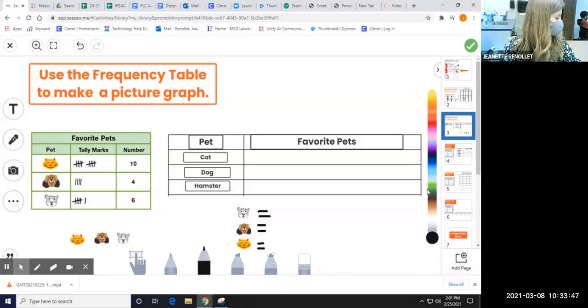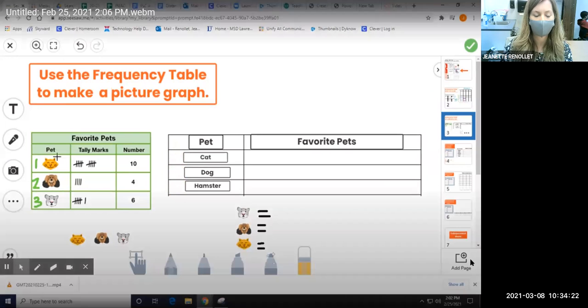I have a set of data talking about favorite pets. My first step is to record the title, favorite pets. Then I'm going to think about which categories I have in my data set. I have cats, dogs, and hamsters. So I'm going to type those words into my graph: cat, dog, hamster. I now have labeled the same categories that are in my frequency table.